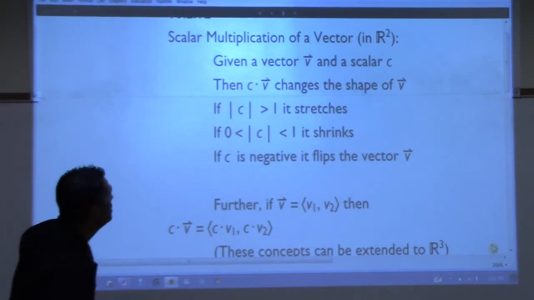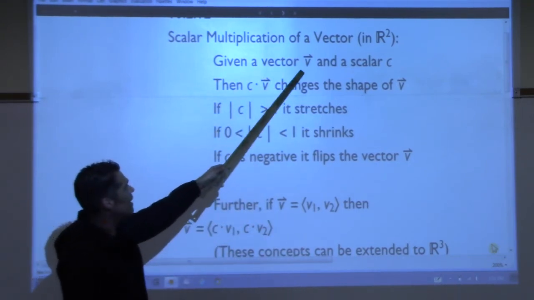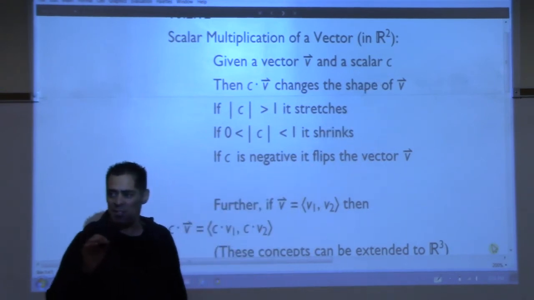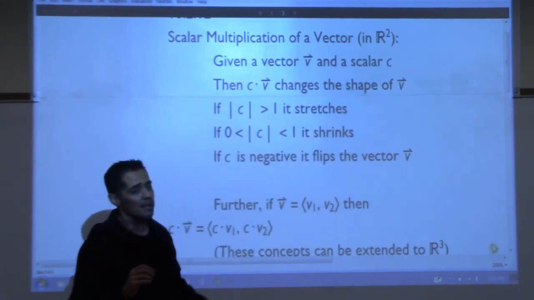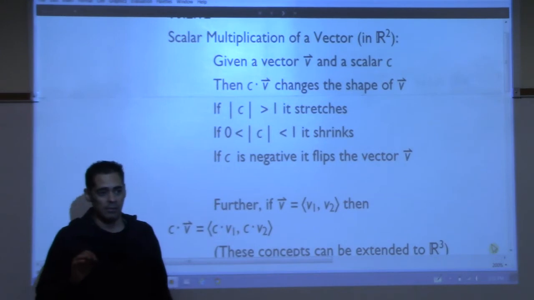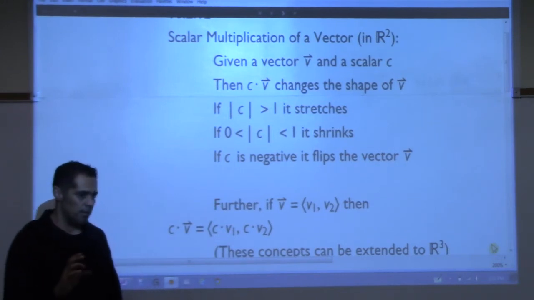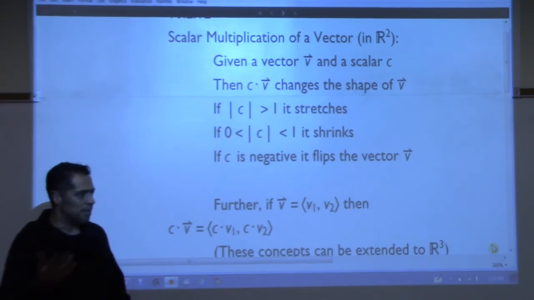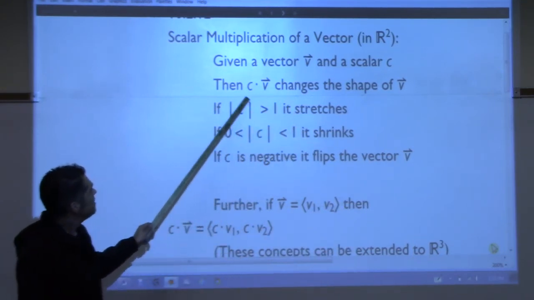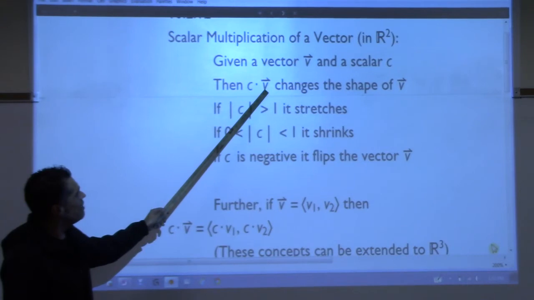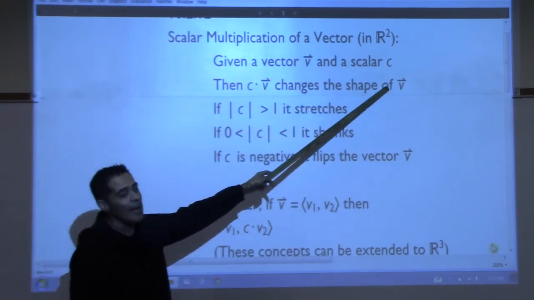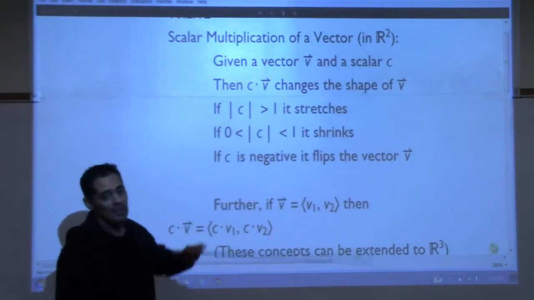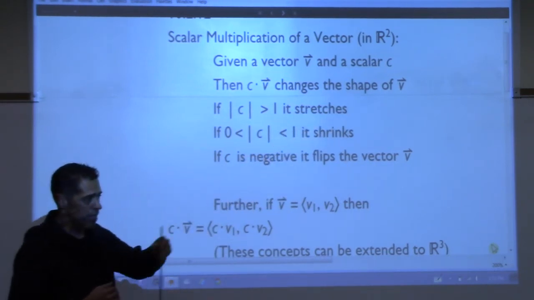Given a vector v and a scalar c. Now when we say scalar, it's important for you to understand what I mean by scalar. Scalar means a number, not a vector, like 4 or -2 or something like that. Then if I take that number and multiply it times the vector, it changes the shape of v. Actually, I should change that word to length. It changes the length of v.